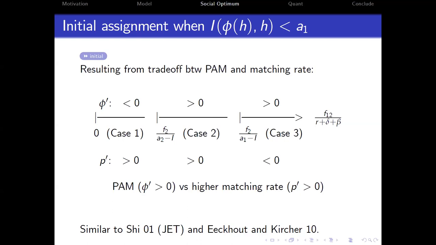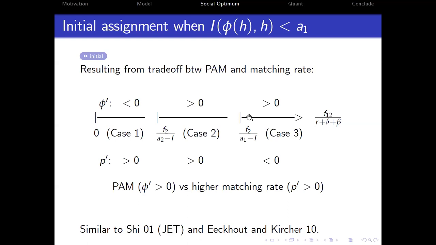Just imagine that this cross partial is really close to zero. So you've got some complementarity, but very weak. This is what I said earlier. If you have a very weak complementarity, the social planner says, if I insist on PAM initially, these high H people are going to wait quite a while to be matched, and I don't gain much from this complementarity. So why don't I just do NAM? Get these high H people matched very quickly, and I do some investment later. So you get NAM, which is phi prime being negative. P prime, remember, P is the matching rate for the worker. P prime being positive means that high skilled people are getting matched more quickly. So this is case one.